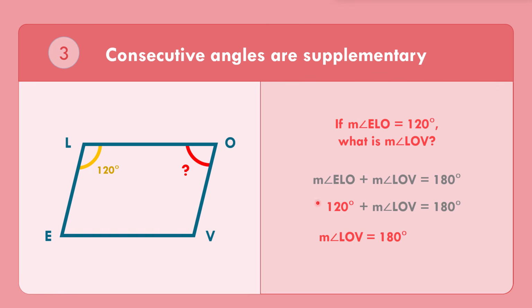So the measure of the angle LOV is equal to, bring down, 180 degrees. And then let us move 120 to the right side, that becomes negative 120 degrees. 180 degrees minus 120 degrees, the answer is equal to 60 degrees. So the measure of the angle LOV is equal to 60 degrees. The measure of the angle ELO is 120 degrees, and the measure of the angle LOV is 60 degrees, because consecutive angles are supplementary. If we add 120 degrees plus 60 degrees, the answer is 180 degrees.